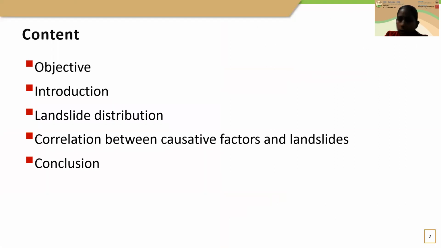Let me move to the flow of my presentation. During this presentation, I would like to talk about the objectives, and after that, I will move on to the background of this study, and then I will talk about the landslide distribution around the central area, and after that, I will talk about the correlation between causative factors and landslides. Finally, I would like to conclude my results.